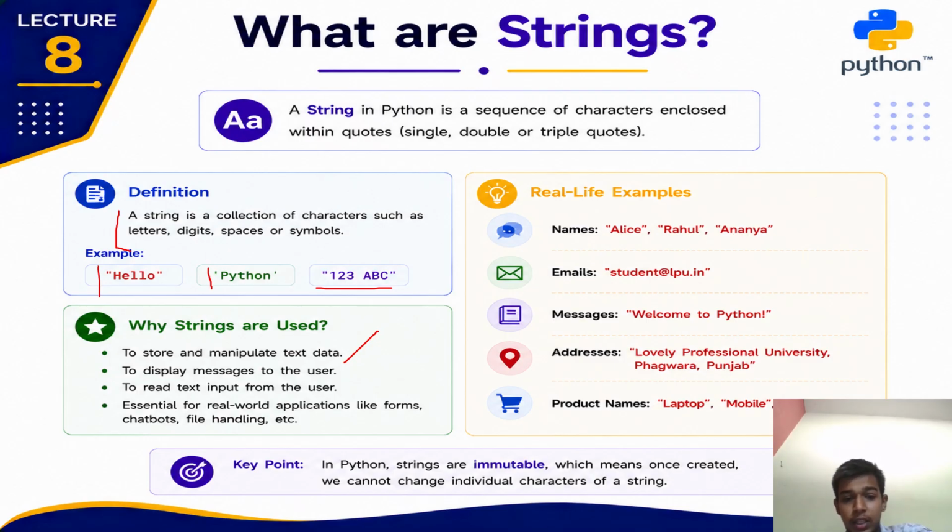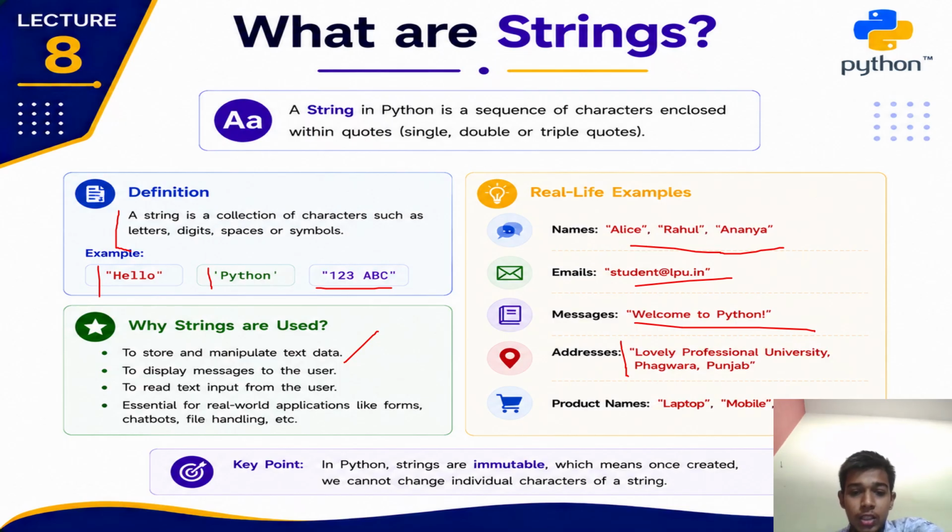Person names like Alice, Rahul, Ananya, or your name are stored as strings. Email addresses can be stored as strings. Messages like welcome to Python, hello world are also stored as strings. Similarly, an address, as you can see in the example, Lovely Professional University, is stored as a string because it is text.